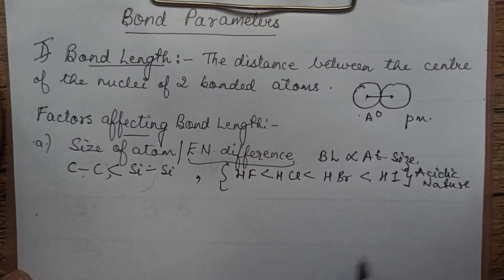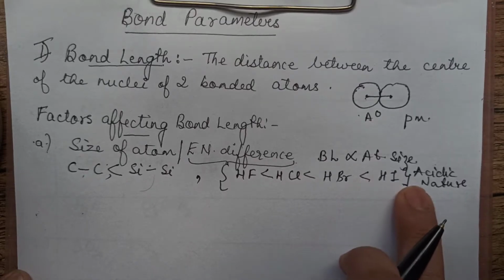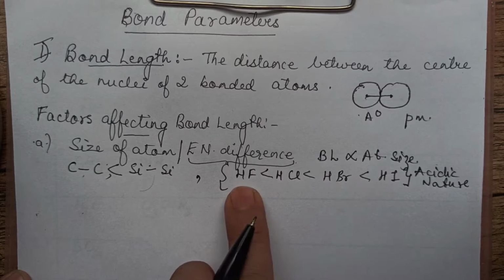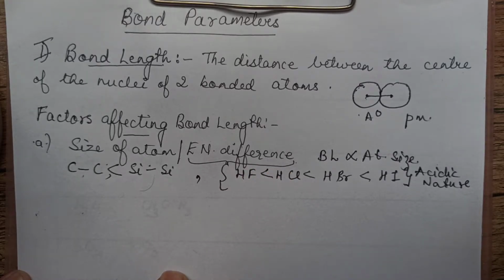We know what an acid is: the species which can give H plus readily. If the bond length is big, it can give H easily. So HI is most acidic and HF will be least acidic. Of course, these are all applications of bond length.